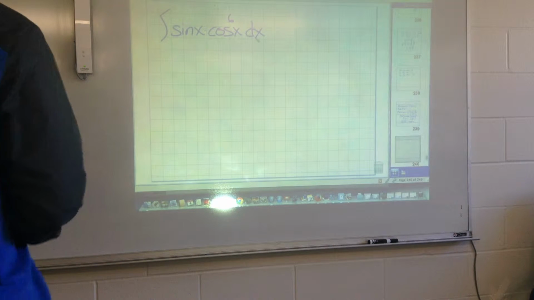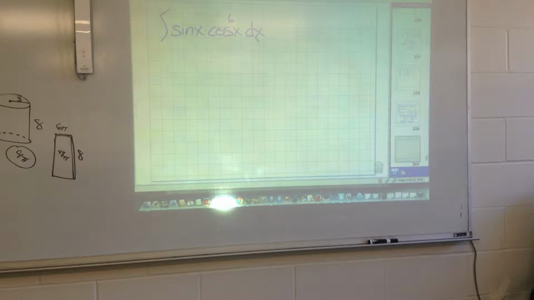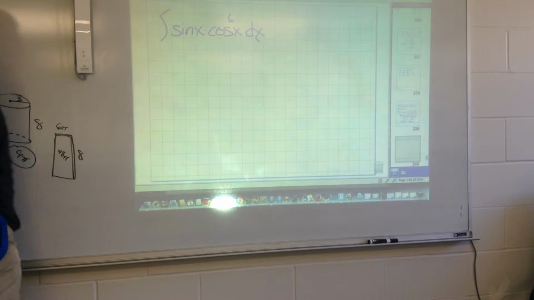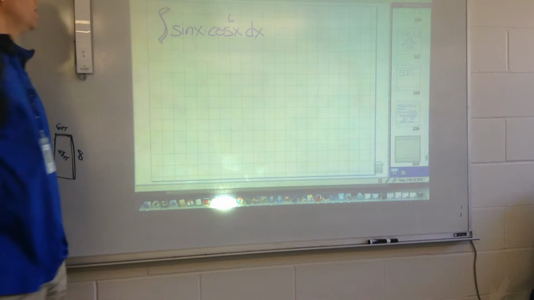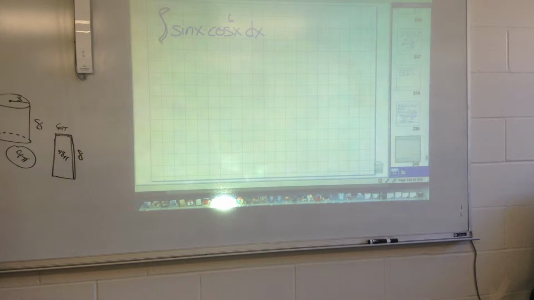Alright, just working some more on some trig integrals. I got some different methods that could potentially be used to help us with these. So we're just going to work through some examples today in class. So the indefinite integral of sine x times cosine to the 6th x dx. What are your thoughts on how we might go about doing this?